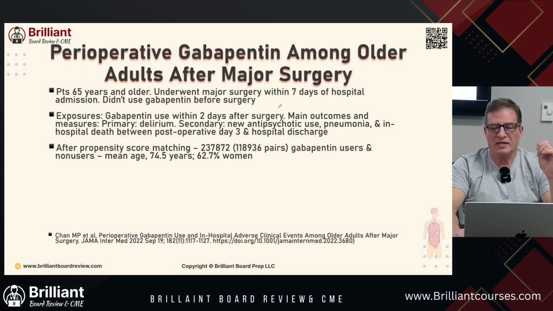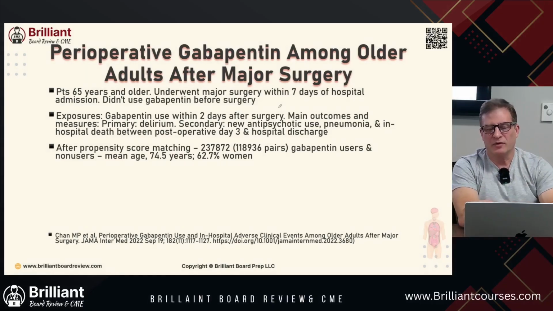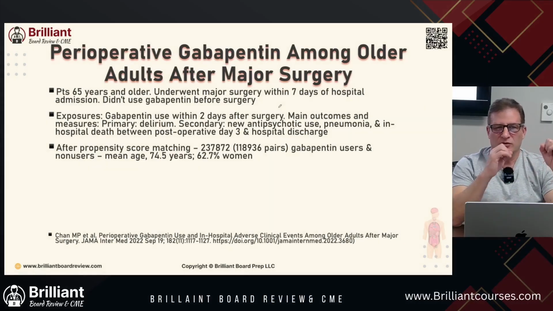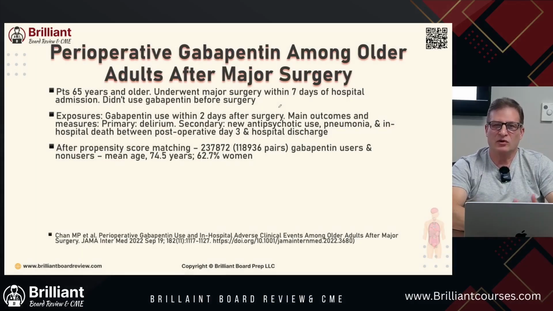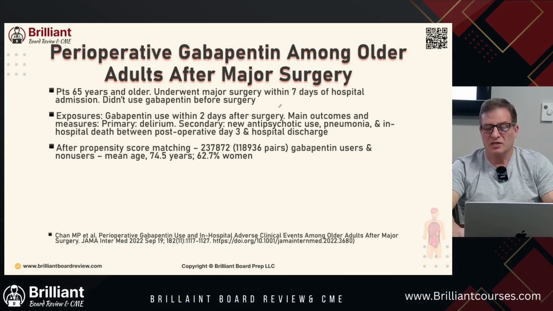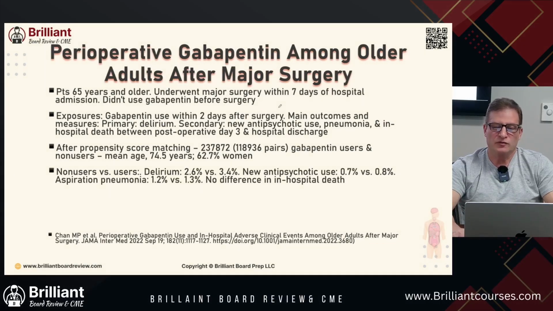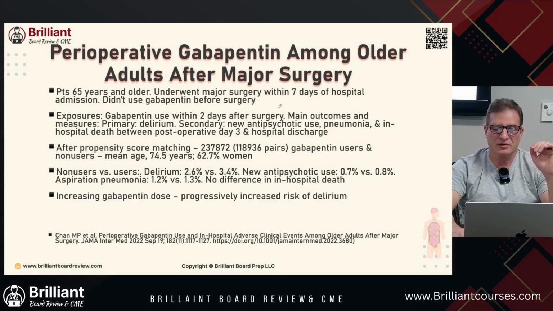After propensity score matching, this is where they're getting data from the EMR and using special formulas. You're going to see a lot more of this, because we see a lot more propensity matching studies now that we have all this data from the EMR. Gabapentin users and non-users: the mean age was 74.5 and 62.7% were women. Non-users versus users, delirium 2.6 versus 3.4. New antipsychotic use, about the same. Aspiration pneumonia, no difference. There's no difference in hospital death.